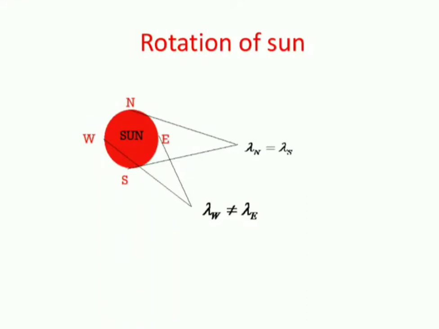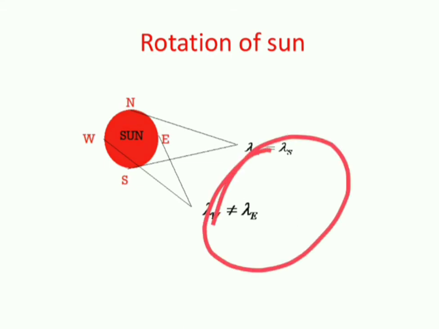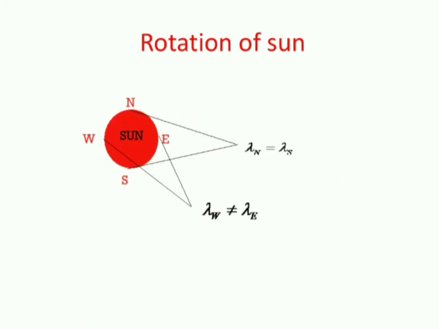Okay, let's look into a few more applications of Doppler's effect. It tells you about the rotation of the sun. To know whether the sun is rotating or stationary, we try to determine the apparent wavelength received on the Earth. If this is the surface of Earth, determine the apparent wavelength from the North Pole and the South Pole. Check whether they are equal or not. It has come out to be equal.